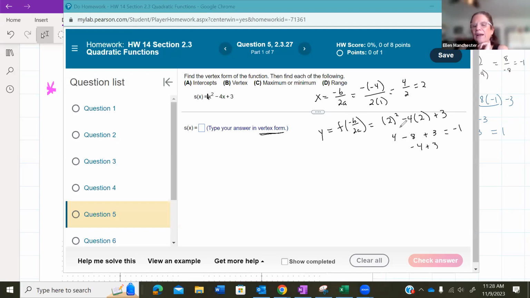Okay, so I can write it. The a is 1, so I don't have to put anything in the front. x minus 2 squared minus 1. And that is in vertex format. So that's what I would type. It's going to change on me if I type anything into it, so I won't type it, but that's what's going to go. That's how you're going to answer that very first one.